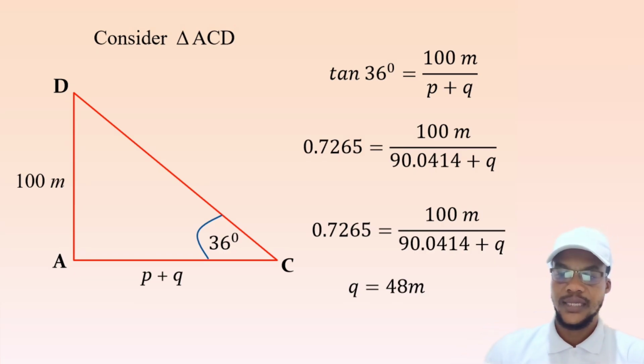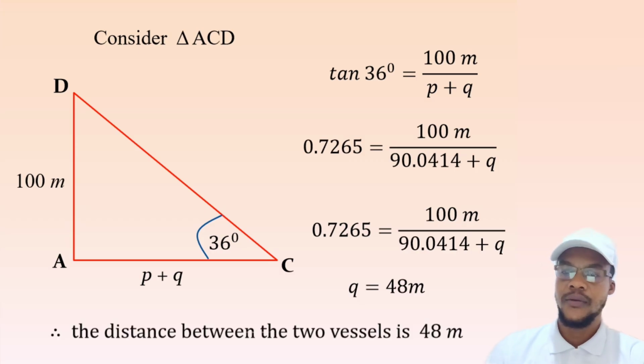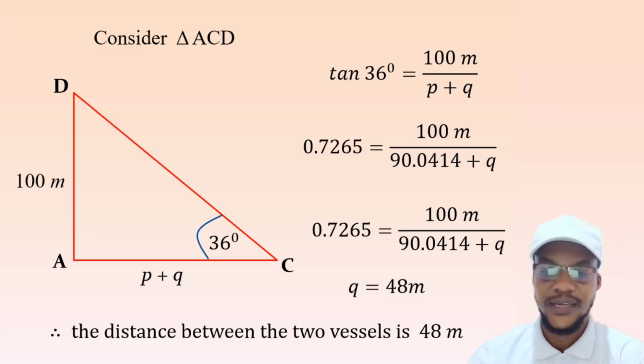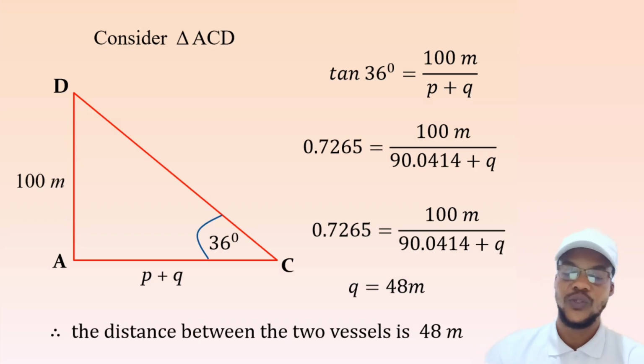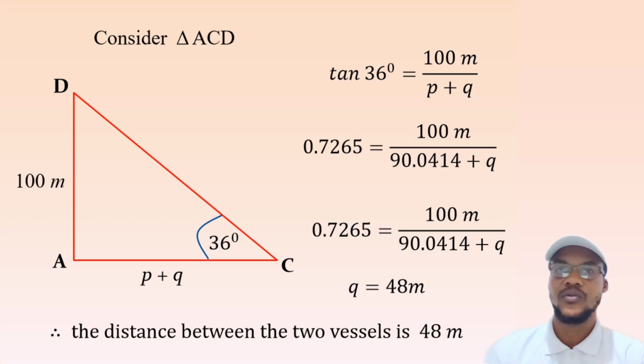So that is it. It answers all, and that is the answer for the B part. We can conclude that the distance between the two vessels is 48 meters. That is very interesting, isn't it? We see that this question is very, very easy. So when you are getting questions like this, you don't have to waste your time. You need to relax, chill, and be able to solve this question.